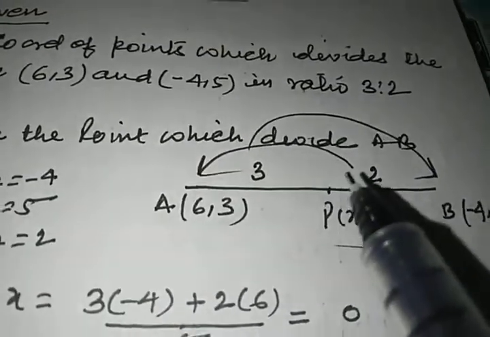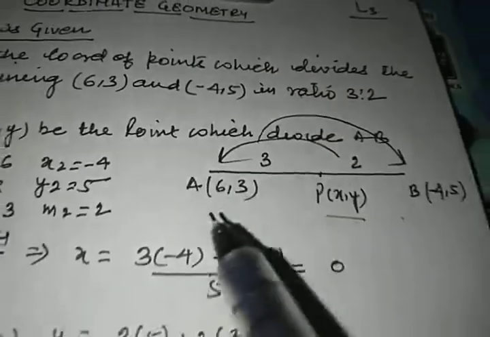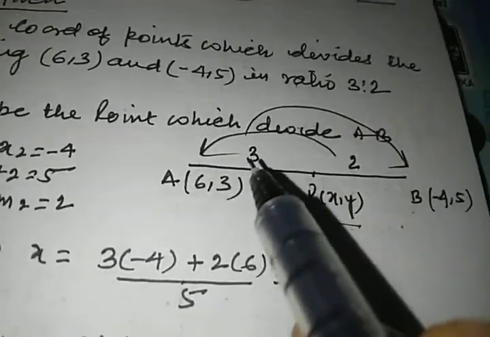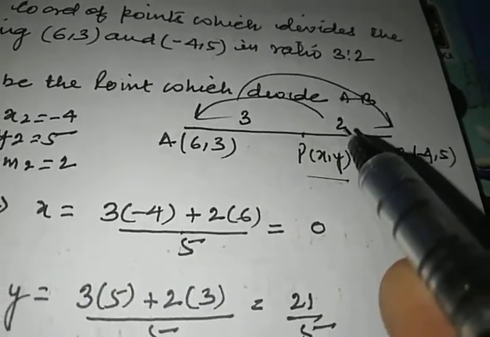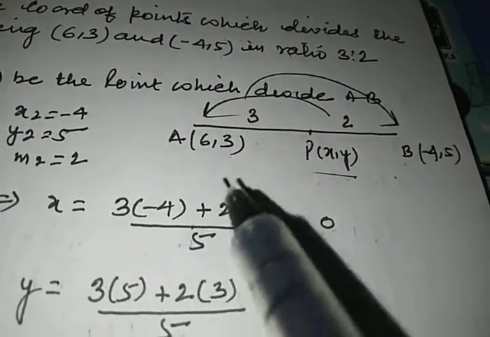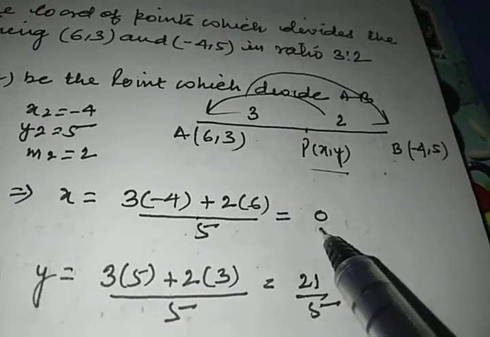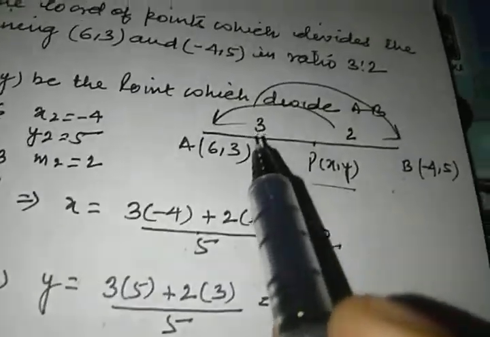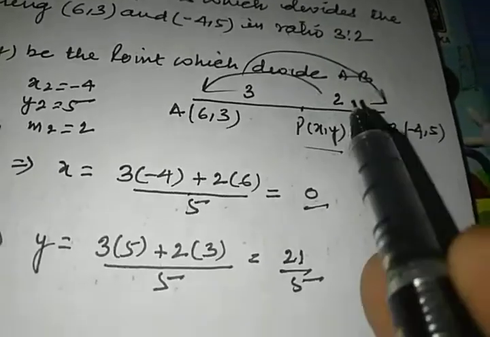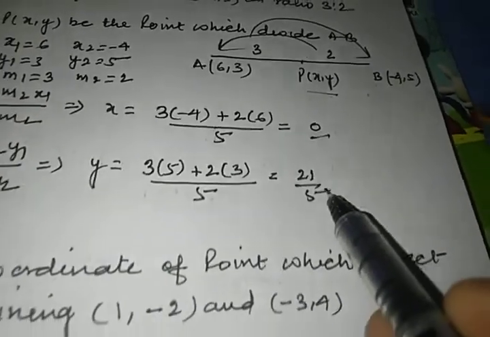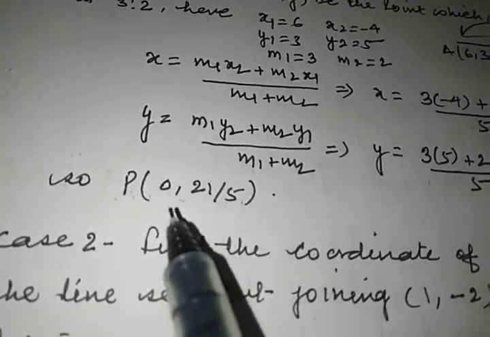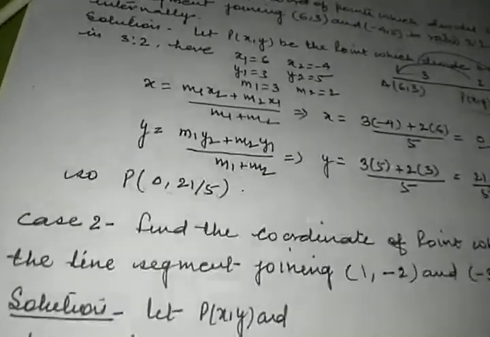I have used the cross rule here. For the x coordinate, 3 will be multiplied by the x coordinate -4, so 3 into -4, and 2 multiplied by the x coordinate 6, so 2 into 6, upon 3 plus 2 equal to 5, and this is equal to 0. Similarly for y, 3 will be multiplied by 5 and 2 by 3, so 3 into 5 and 2 into 3, that is 15 plus 6, 21, upon 5. So you have got the point (0, 21/5). This is the coordinate of point P. Now this is case 2.